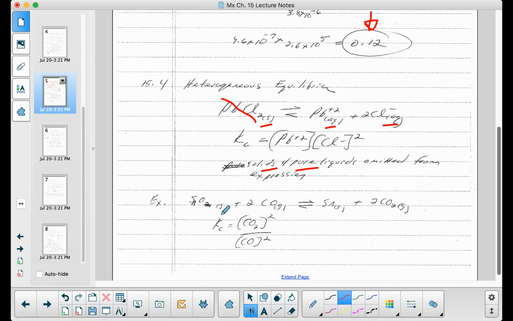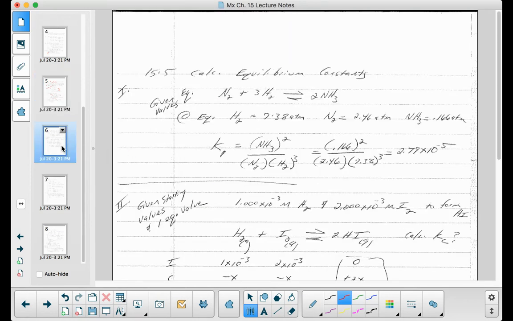And so here's another example of it, SnO2, tin oxide, plus 2CO, leading to tin and 2 carbon dioxide gas. So what would I have here? Again, I leave solids out of my expression, and so it would just be the concentration of CO2 squared divided by the concentration of CO squared. Then here, all I have on this page are just a couple more examples on how to calculate K, how to use this expression mathematically.